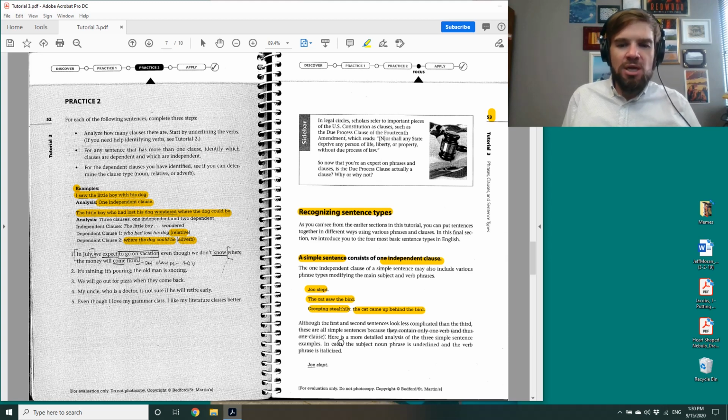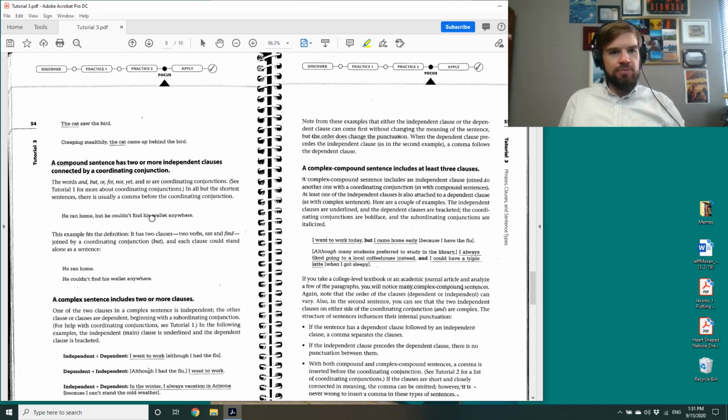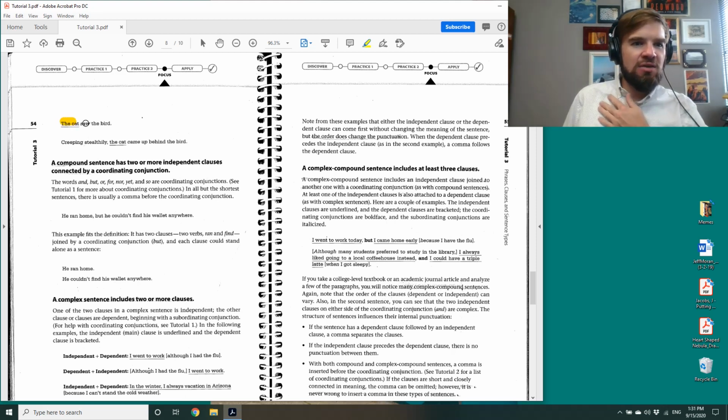In these examples, Professor Ferris has the subject noun phrase underlined and the verb phrase italicized. So Joe, subject noun phrase, slept, verb phrase. The cat, subject noun phrase, saw, verb, and the whole saw the bird is the whole verb phrase, right? Creeping stealthily, the cat came up behind the bird, subject, verb.